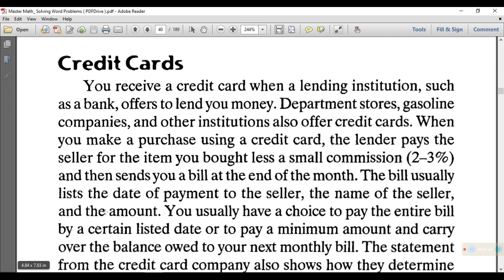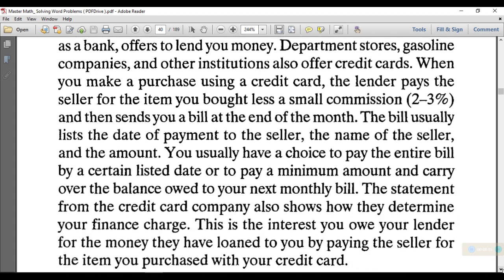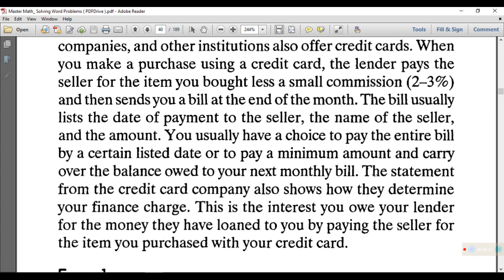The bill usually lists the date of payment to the seller, the name of the seller, and the amount. You usually have a choice to pay the entire bill by a certain listed date or to pay a minimum amount and carry over the balance owed to your next monthly bill. Pero pagka ganun na hindi nyo binayaran ng buo, nilalagyan nila ng interest yung naki-carry over. Kasi lagi ako nagkaka-finance charge. Tawag natin doon finance charge.